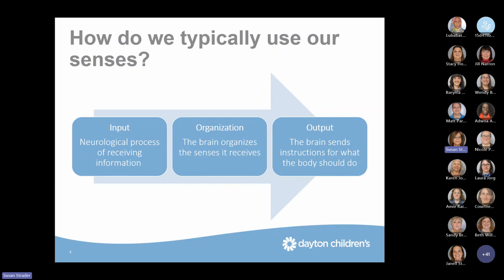And then output. The brain sends instructions to your body for what you need to do. You've heard that noise. You're debating, is it a coworker or a bear? You realize it's more of a thud of a book versus a roar. And then you tell your body, okay, say hello to my coworker. It's a safe sensation. Sensory processing is a neurological process of organizing the information we take in from our bodies and the world around us and using it for our daily use.